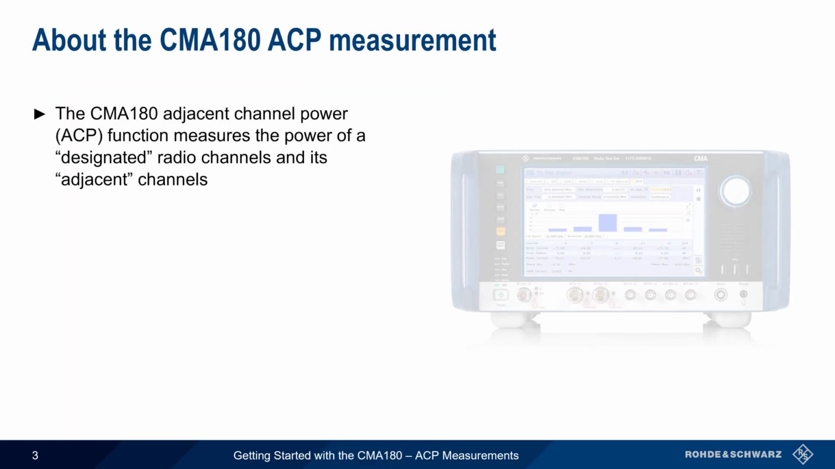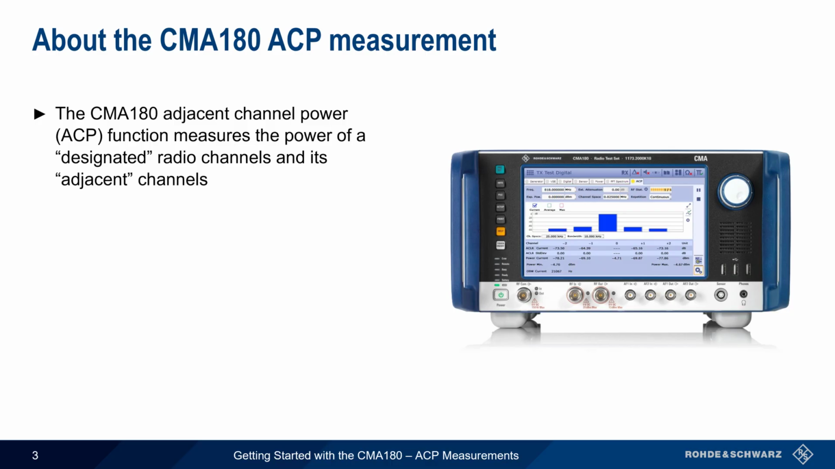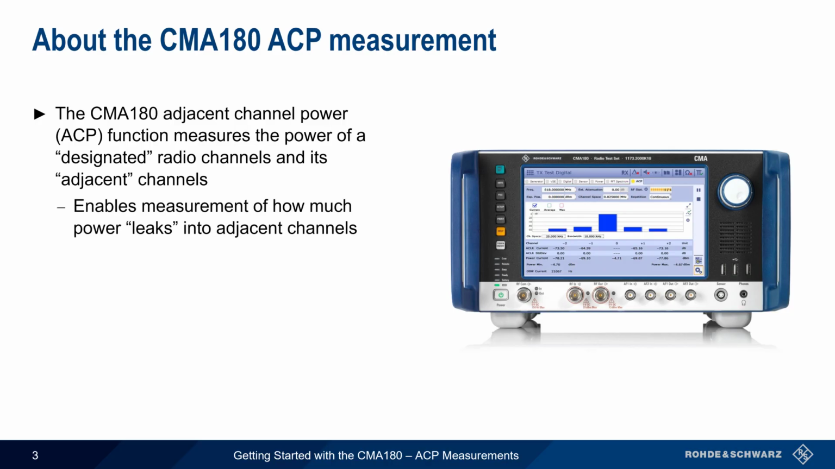The CMA180 Adjacent Channel Power, or ACP function, measures the power of a designated radio channel and its adjacent channels. This measurement provides information on how much of the designated channel power leaks into adjacent channels, a situation that is undesirable, but is also somewhat unavoidable.